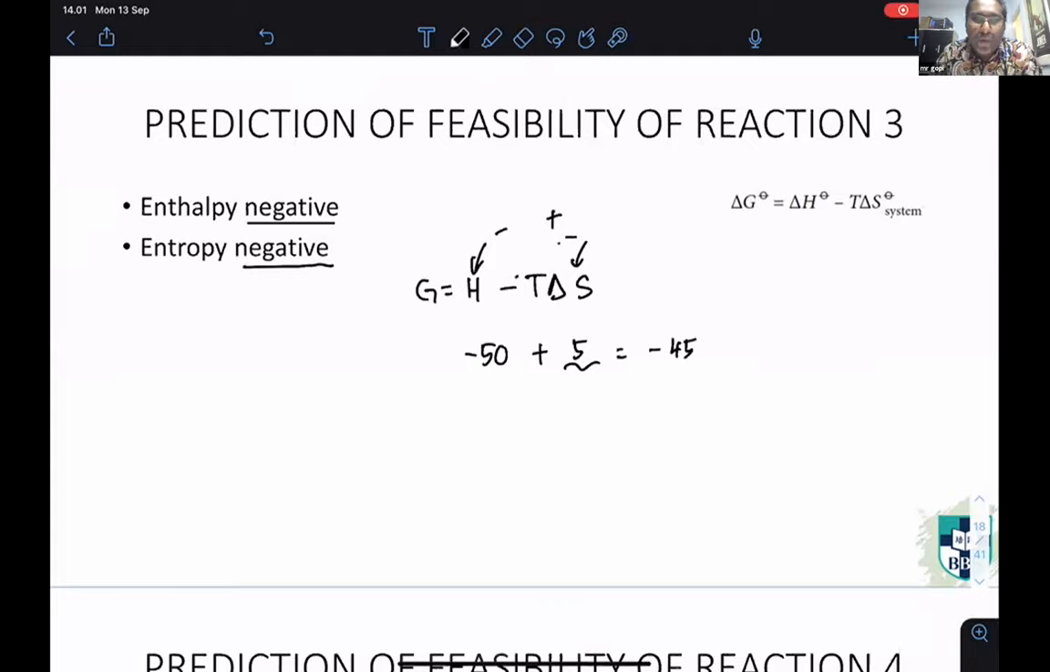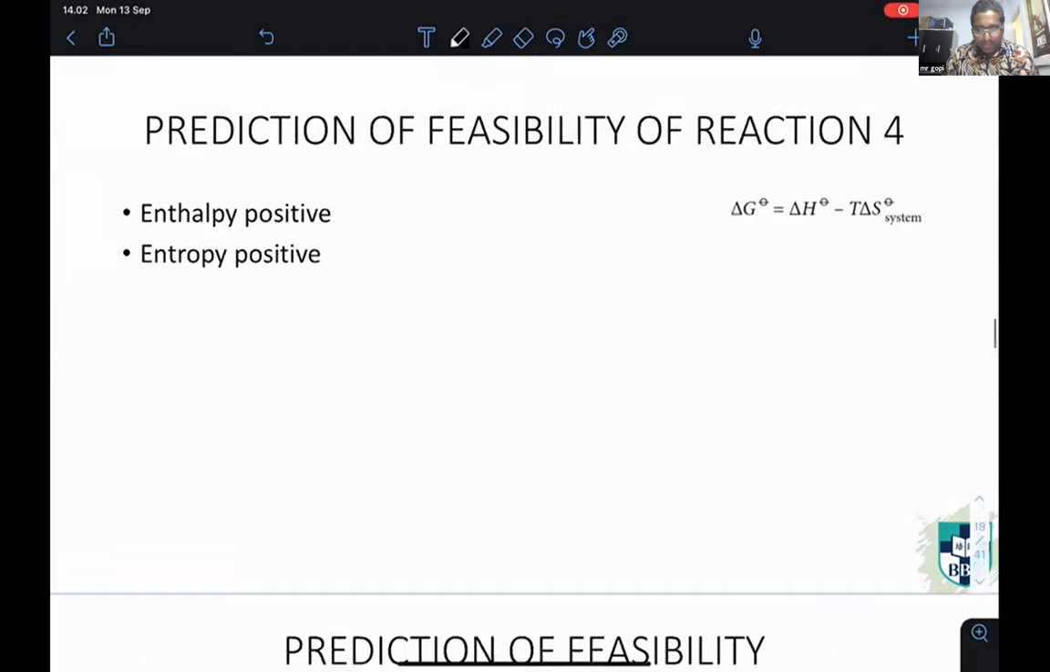Still negative. What happens if I have negative 50, but this value is more, because of the temperature? If the temperature is high, let's say this value is 60, I am going to get positive 10. So it's quite difficult to determine. I need something to determine this. So I leave this one first. But what I notice over here is both of them have the same signs.